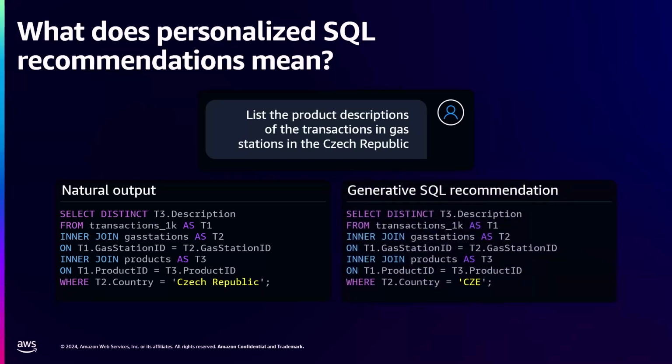Maybe in your database, you are using an abbreviation, right? So that acronym is something that is very specific for your business. It's very specific in your site. So Amazon Q is able to understand those specifics to help you to write the accurate query.